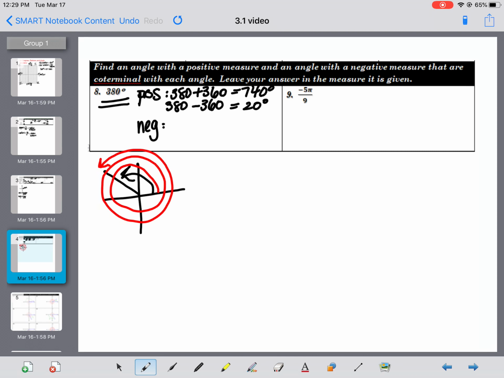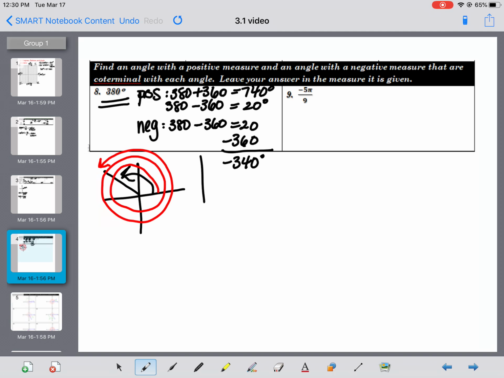Now, in order to get a negative one, I need an actual negative number. So I would subtract 360, okay? And we know that that brings me to 20, but that does not count as a negative angle. So I would have to subtract 360 again. So really, my negative angle here would be negative 340 degrees.